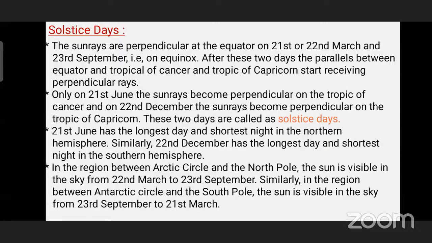In the region between the Arctic Circle and the North Pole, the sun is visible in the sky from 22nd March to 23rd September. So after the equinox, what happens? The region above the Arctic Circle and North Pole is receiving the sun's rays. Similarly, in the region between the Antarctic Circle and the South Pole, the sun is visible in the sky from 23rd September to 21st March. Now next we will see in the next slide.